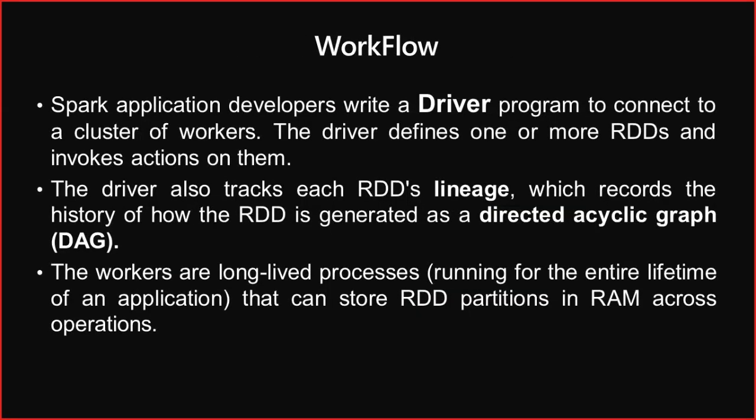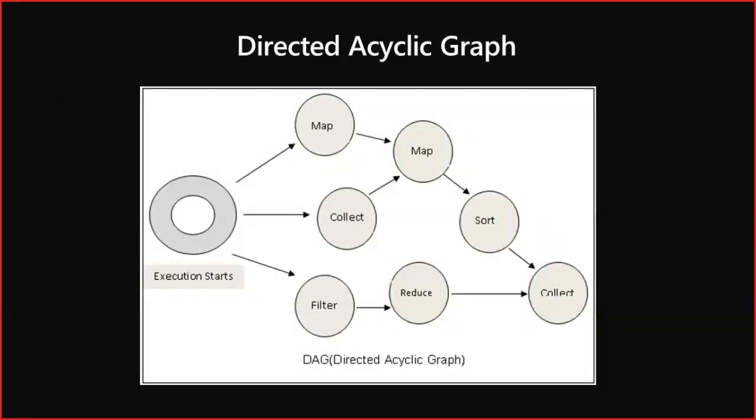The worker nodes are long-lived processes that can store RDD partitions in RAM across operations. So all what we have defined, this mapping and the directed graphs, are all stored on the worker nodes, partitioned equally.